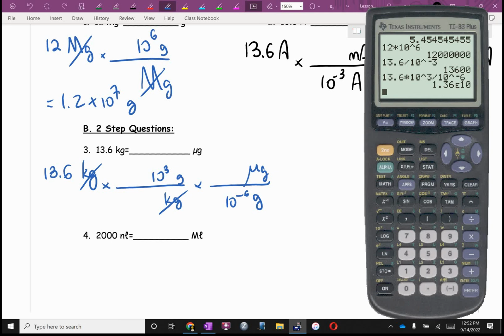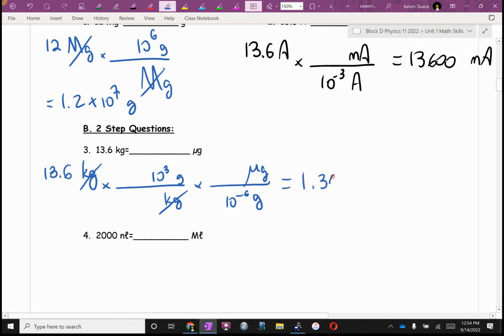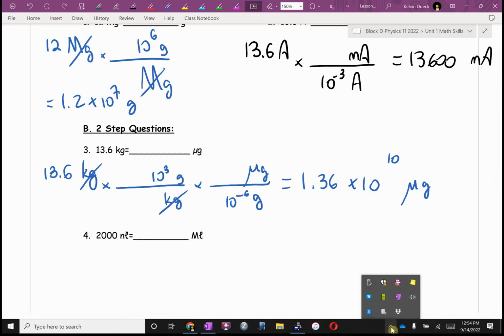If you did not get that, let me pause for a second. This one will be shorter to write in scientific notation, but I'm not going to write 1.36 letter E 10. I'm going to write 1.36. I know on my calculator that letter E means times 10 to the 10th units. Gibson, did it work? Okay, let me pause again.